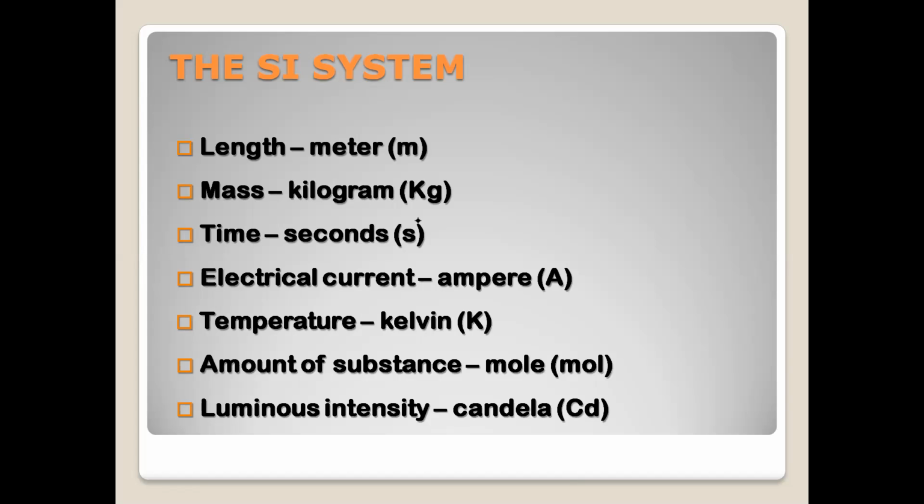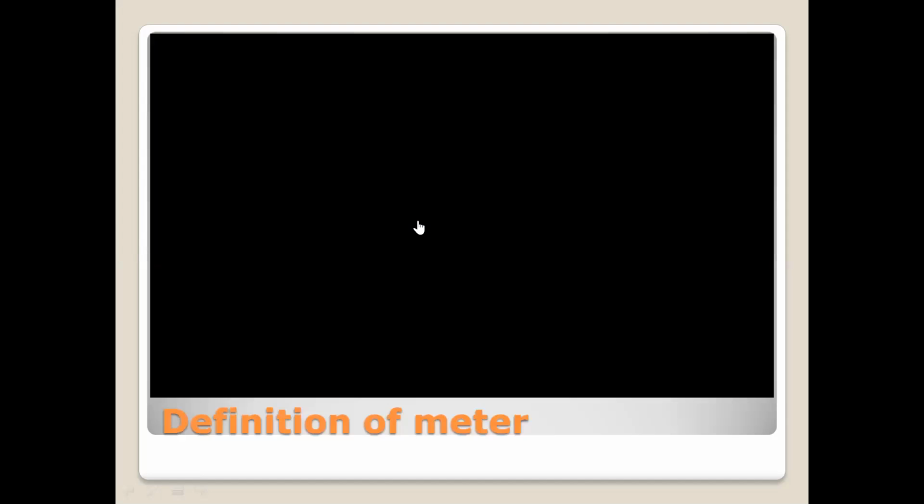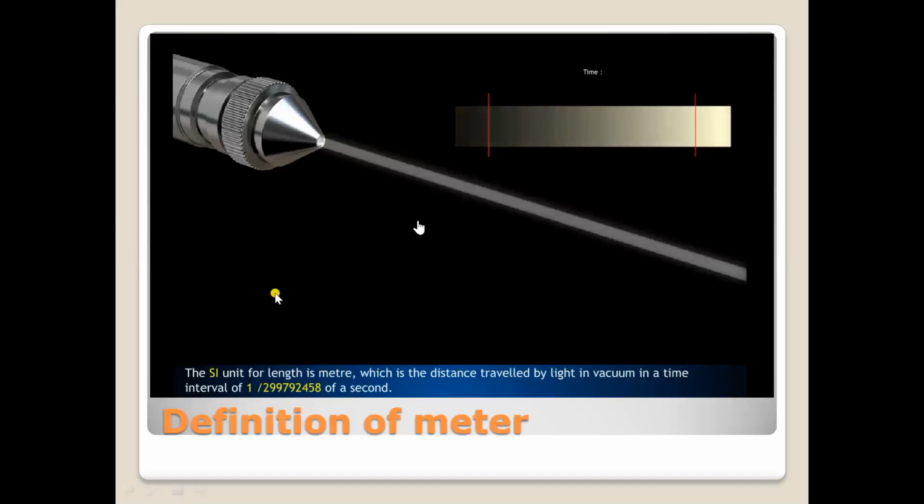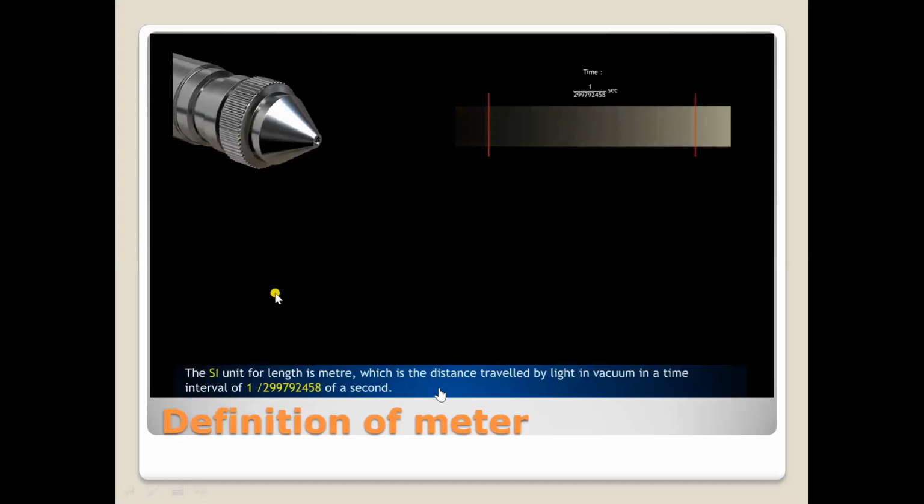Since this is a system which is adopted by scientists all over the world, all these measurements have to have some accuracy. And for that, all these units are given specific definitions by the International Bureau of Weights and Measures. It is followed as it is. Meter is the first unit.